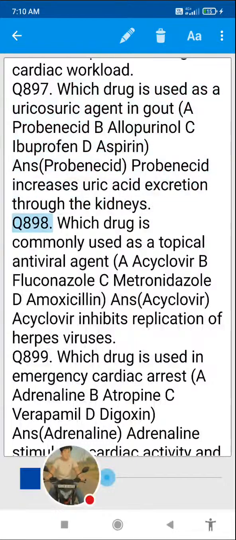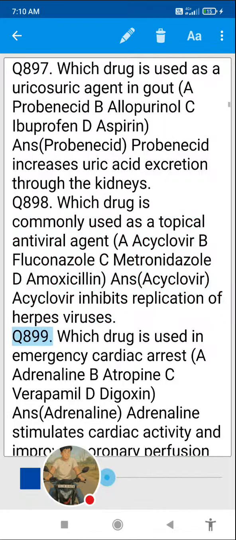Q898. Which drug is commonly used as a topical antiviral agent? A. Acyclovir. B. Fluconazole. C. Metronidazole. D. Amoxicillin. Ans. Acyclovir. Acyclovir inhibits replication of herpes viruses.